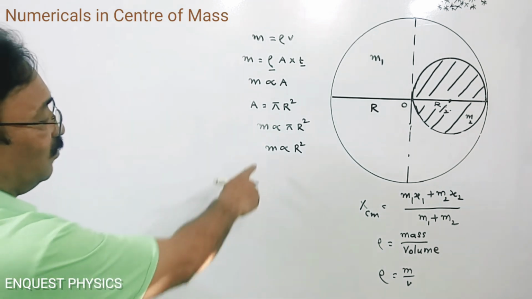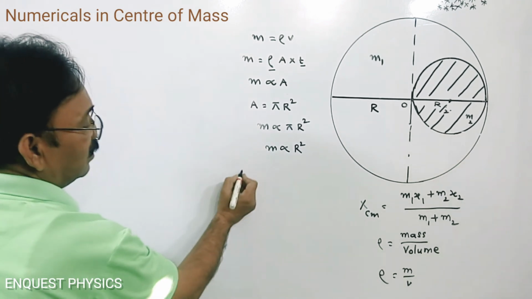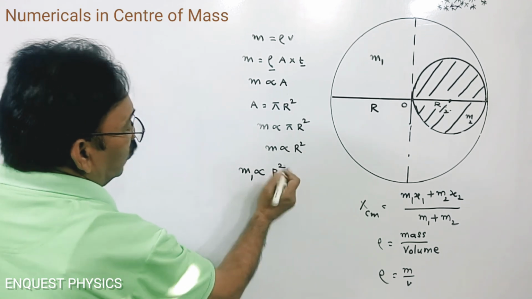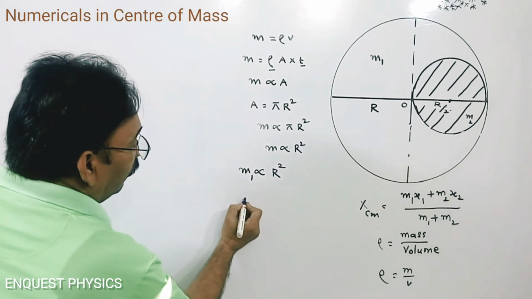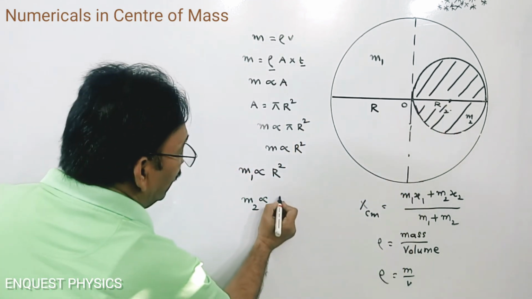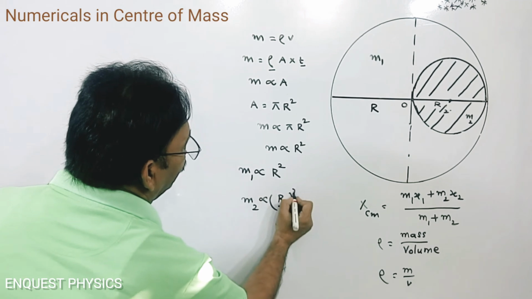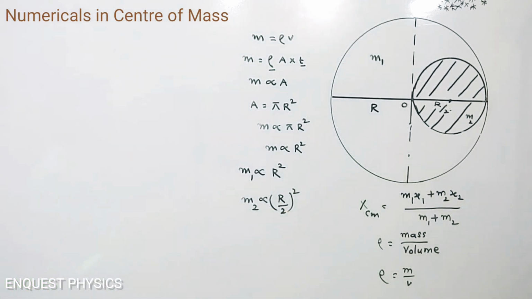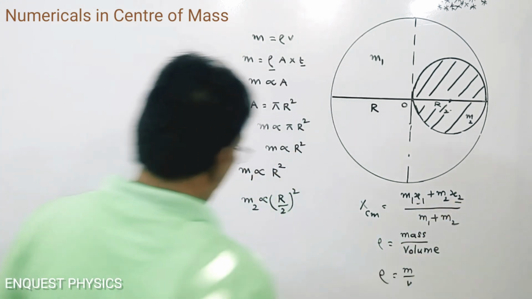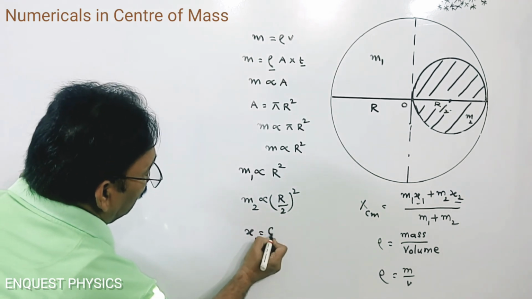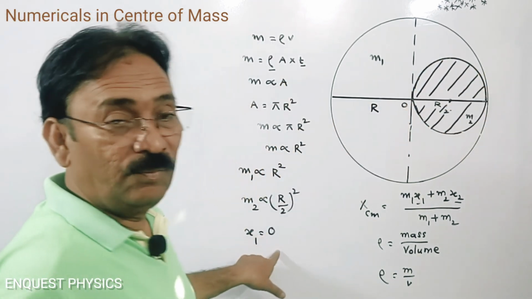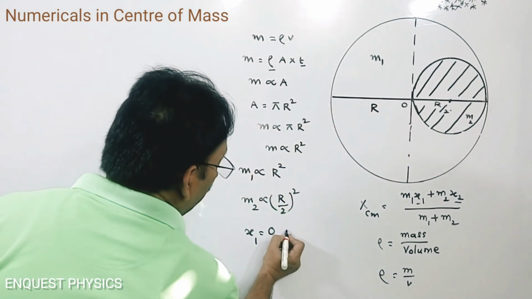Okay, students? See, I am taking it as the first mass. That means m1 is proportional to r square, and for the second mass, m2 is proportional to, see, the radius of the removed plate is half of this one, so I am writing it as r by 2 whole square. Okay, students? We have the masses. Then after that we have to take the positions, the locations of the particles, x1 and x2. x1 is equal to 0. Just imagine the mass is not removed and its center of mass position is x1, that is O. And similarly we have to take the x2.